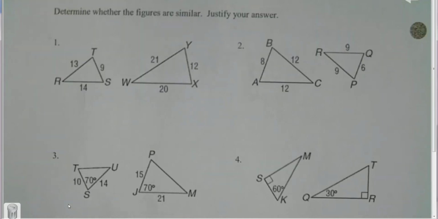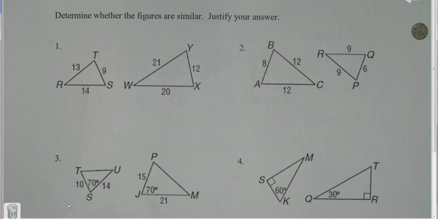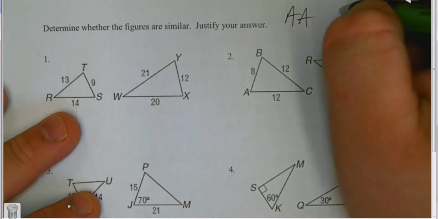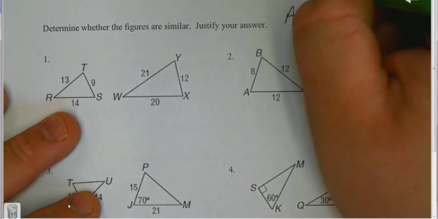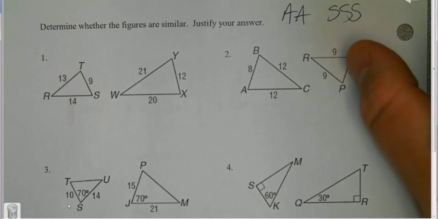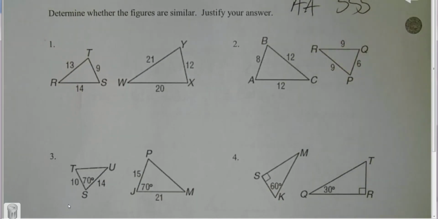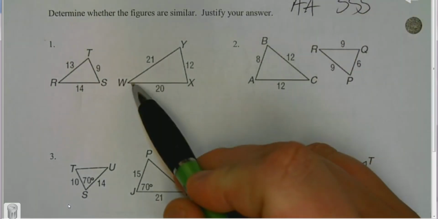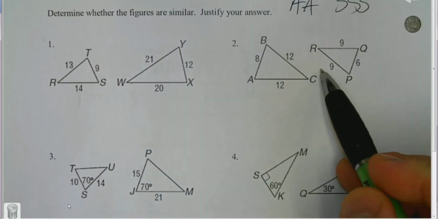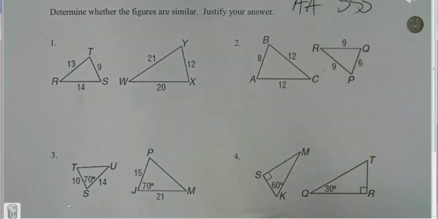Okay, so now we want to go to the back and we want to determine whether the figures are similar and then justify your answer. So the three options are going to be they're either similar by angle, angle, side, side, side, or side, angle, side. Obviously, you can tell which way these are going. Do you see any angles here? They must be trying for side, side, side.